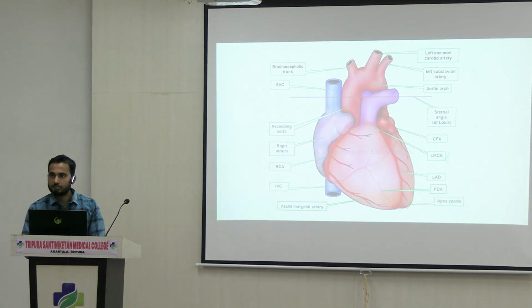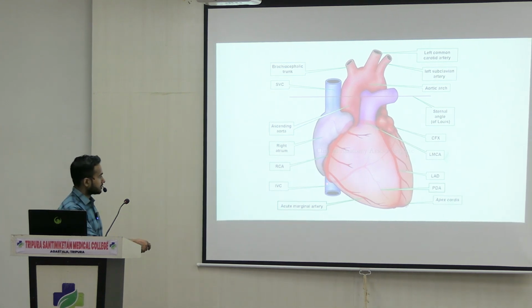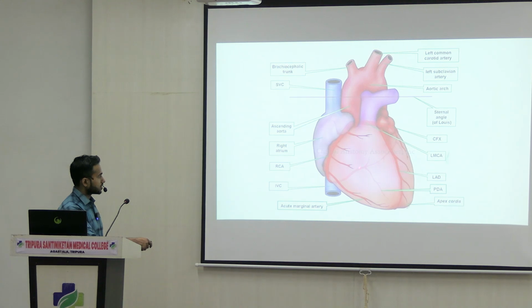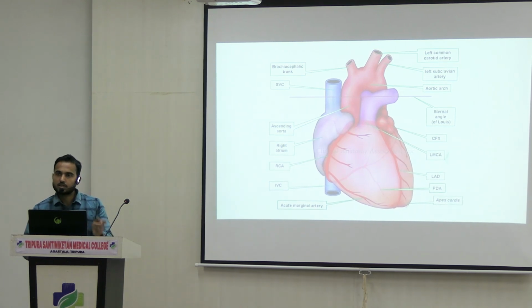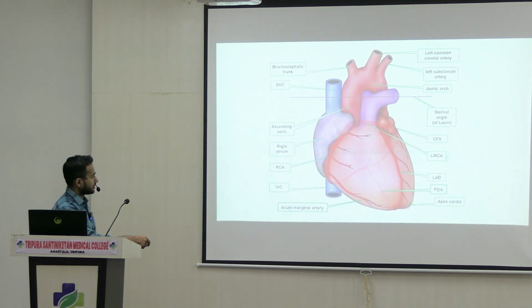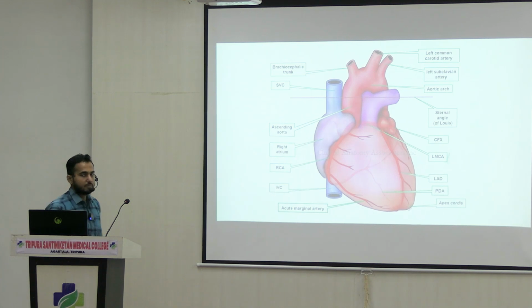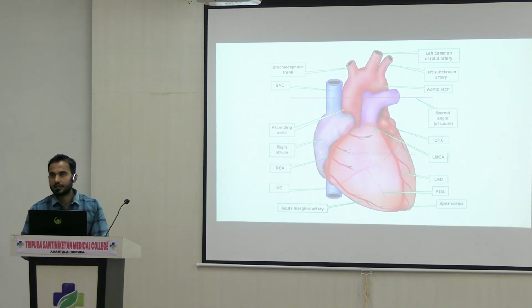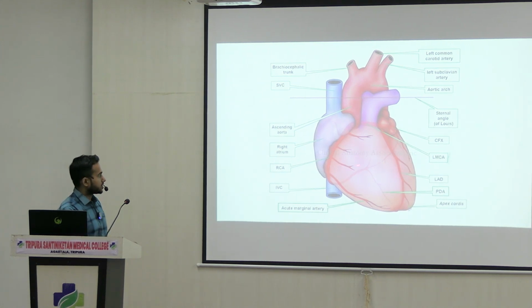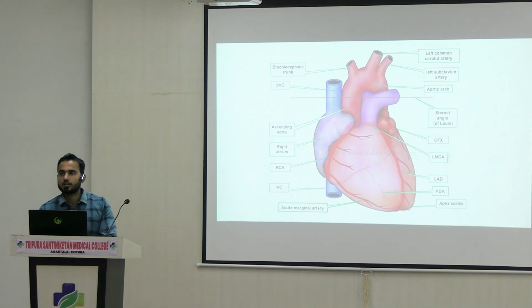Once it reaches the inferior border, you can see it winds around the inferior border of the heart, and then it goes to the diaphragmatic surface of the heart. Once it is on the diaphragmatic surface, it goes backwards and towards the left side on the posterior interventricular groove. Ultimately, it will reach near the crux of the heart.